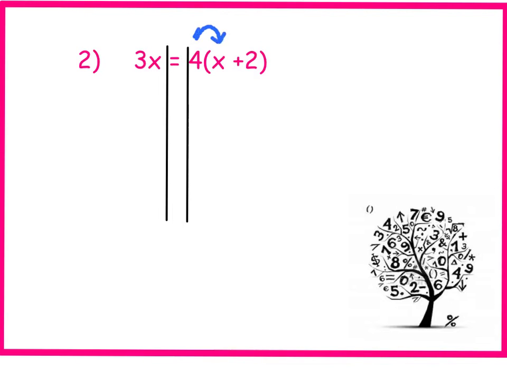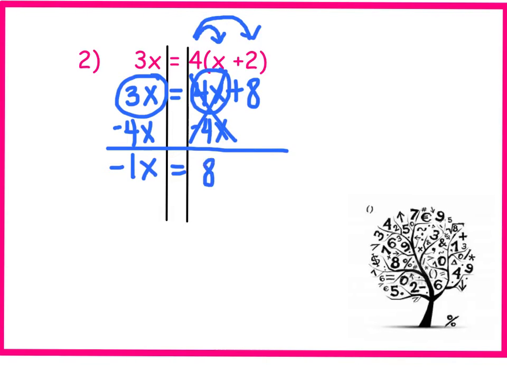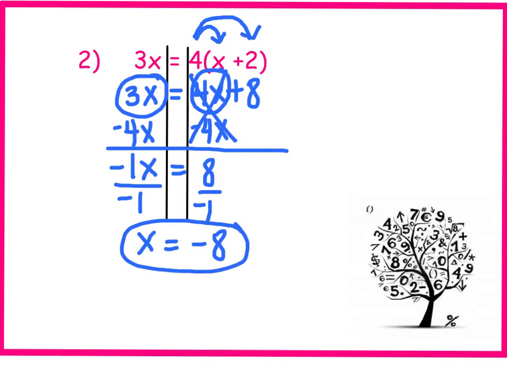You first should have used the distributive property to get rid of the parentheses. If you use the distributive property properly, you would get 4x plus 8, and on the left side, 3x. Now taking a look at what terms we have, we're going to eliminate the 4x by using subtraction. This gives us negative 1x equals positive 8. And then we divide by negative 1, so x is equal to negative 8. Nice job.